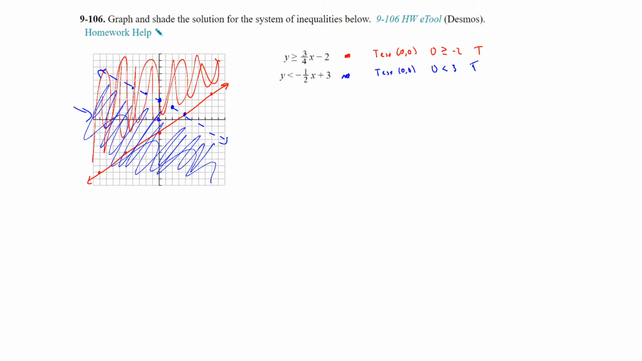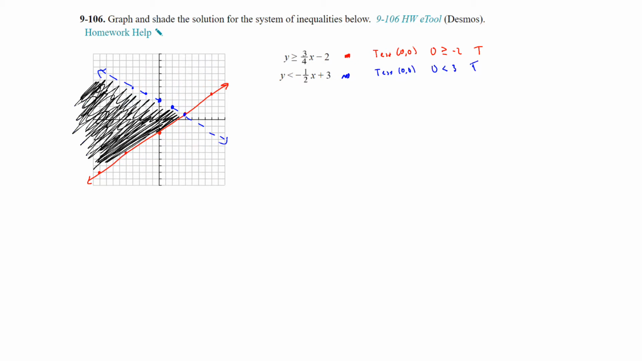So that's where we would want to shade everything. And like I said, if you didn't do the shading, you would just test points and then figure out that in this case we tested (0, 0) anyway. So that was the point that satisfied both of them as well. So that would work also. So I cleared everything off, and that's where our solution is. Just make sure when you write your answer that we can tell which region is your solution.